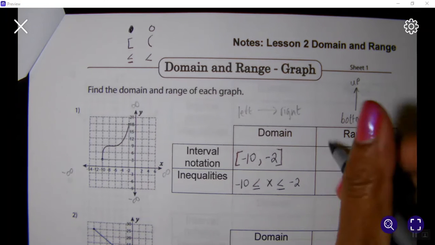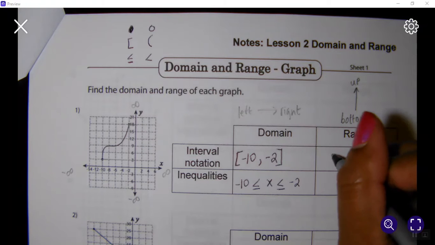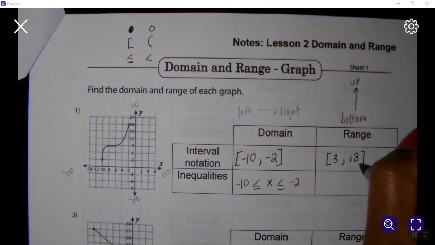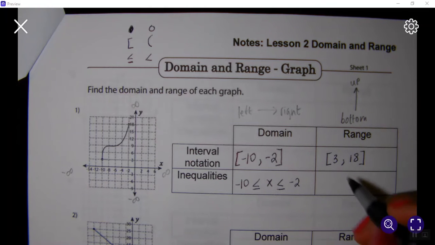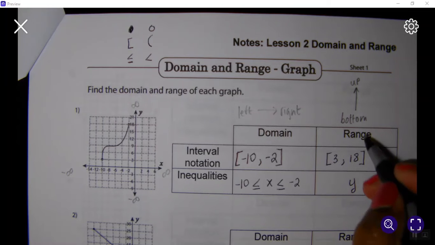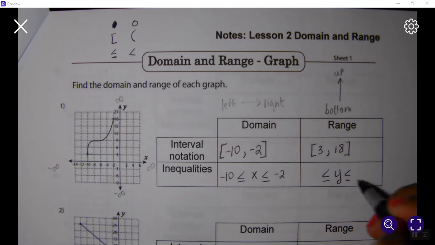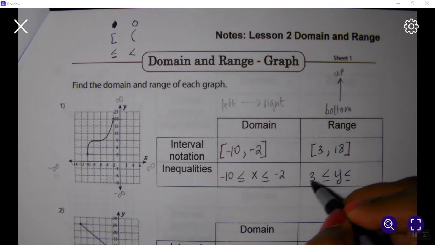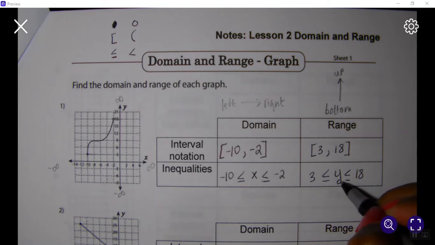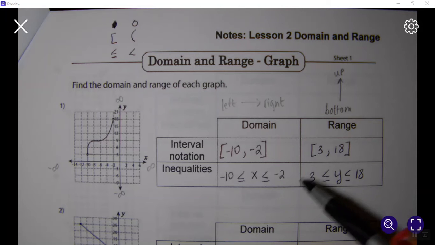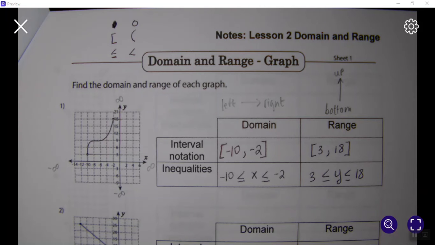So to write that, and they both are closed circles, we write [3, 18]. And to write it using inequalities, you will write the letter y, because we're talking about the range here. Then you always have less than, and then this is less than or equal to, and then you have your numbers 3 and then 18. So basically it's saying y is between 3 and 18, and for the domain, x is between -10 and -2. So these are the two ways that we look at domain and range.